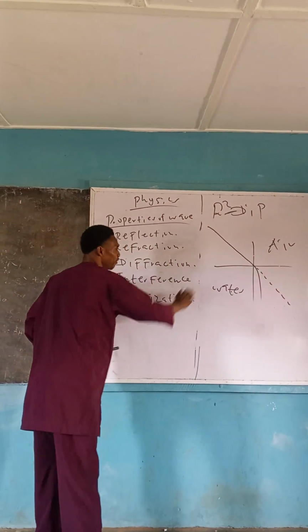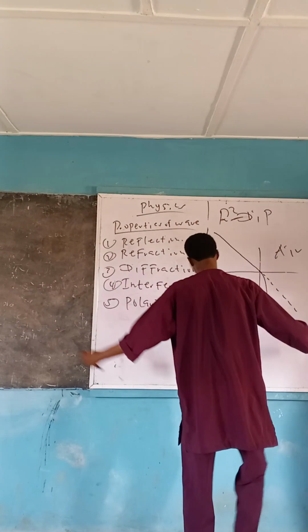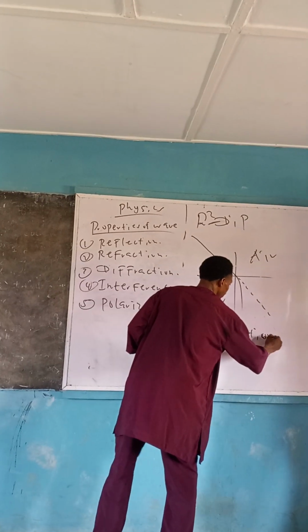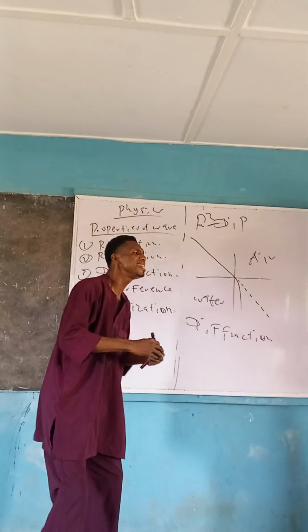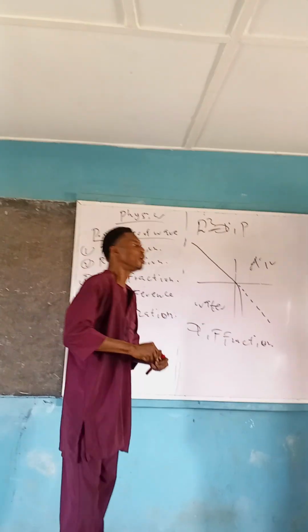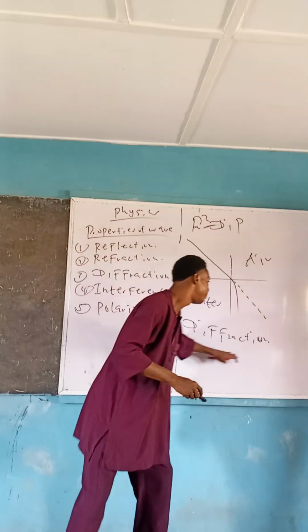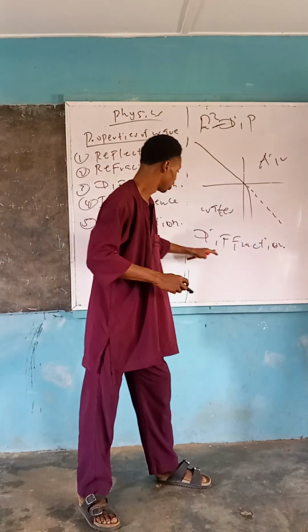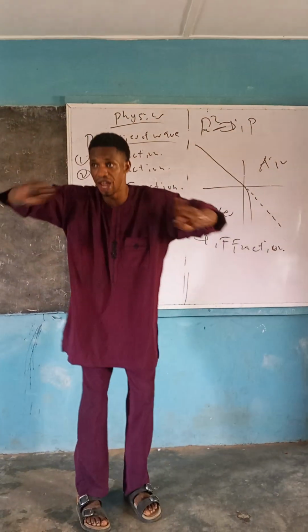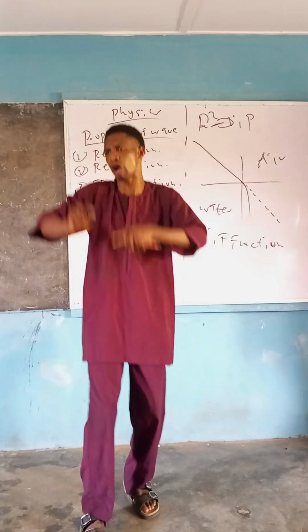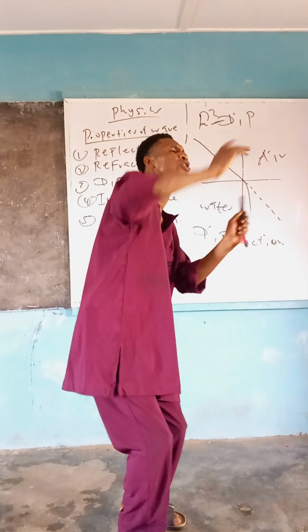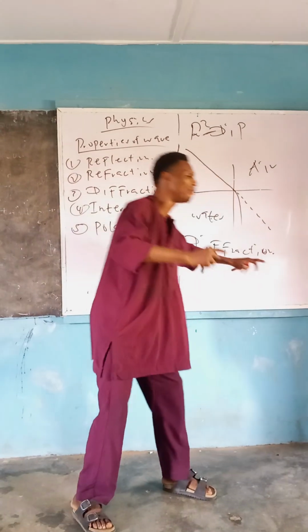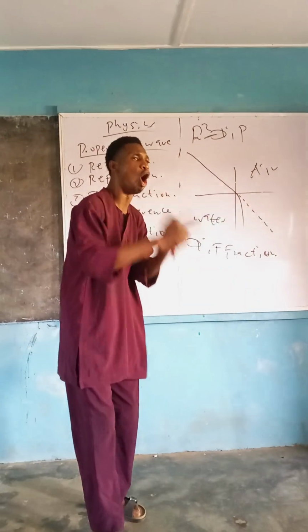Now let's go to diffraction. What is diffraction? Please take note. Diffraction is the bending of a wave around an obstacle or around a tiny opening.